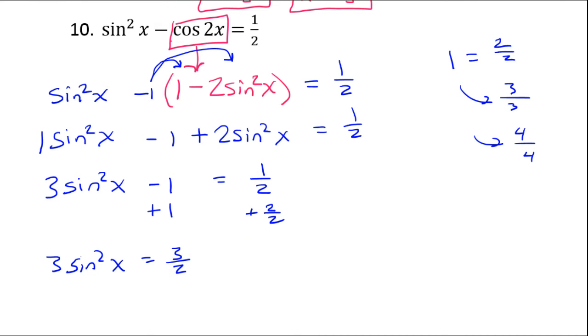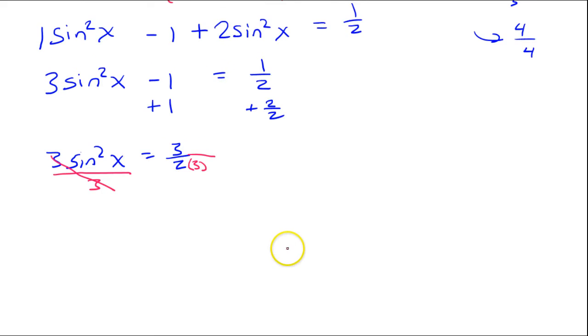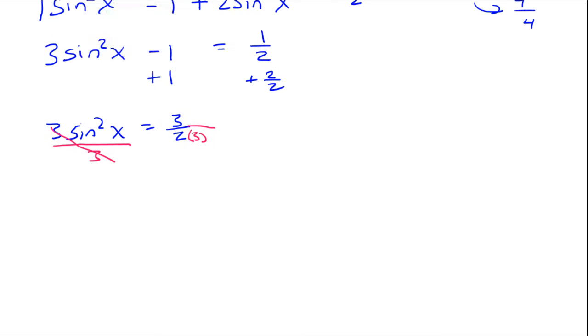Great, so now I need to divide both sides by 3. So I'm going to divide by 3 over here. When you divide a fraction by 3, you just put the 3 in the denominator. That's how you divide a fraction. You just put it in the denominator. So that's going to leave us with sine squared x is equal to 3 over 6. Okay, let's reduce that. So that'll be sine squared x is equal to 1/2.